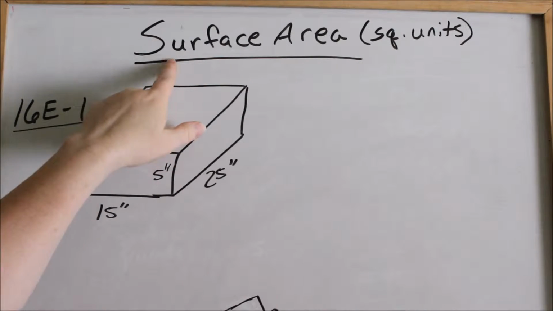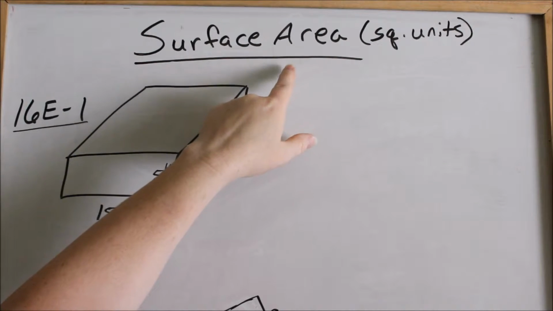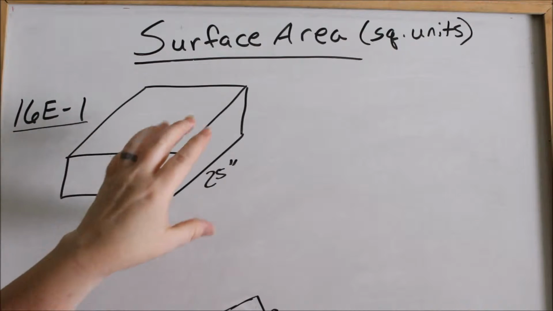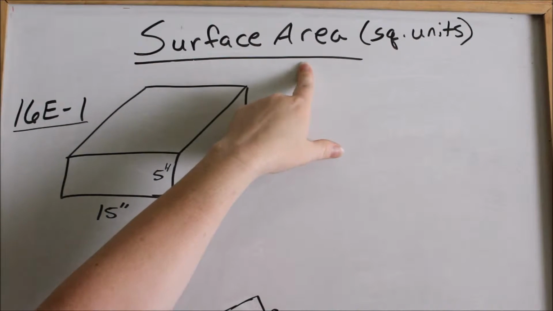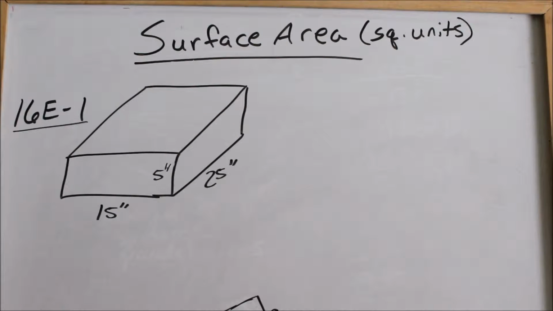Okay, we're going to be doing surface area, and that is exactly what it implies. The area of the surface of a 3D object. Since we're doing area, it's always in square units. Square feet, square inches, square meters.